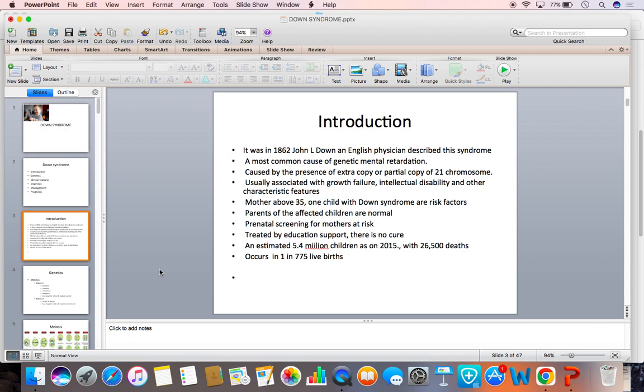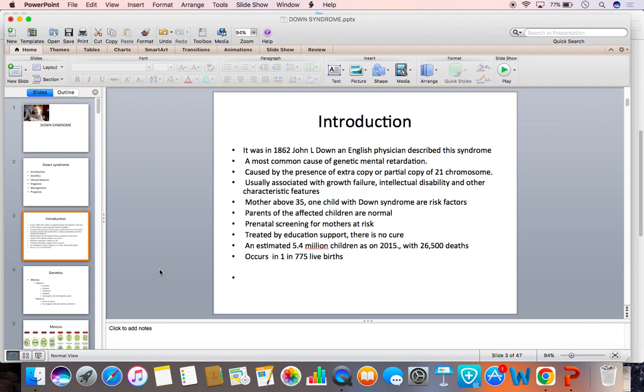Parents of the affected children are normal. Mother more than 35 years of age and a child with Down syndrome in the family are risk factors. On such occasions, prenatal screening of the mother is always advisable. It is treated by education and support, as there is no cure.